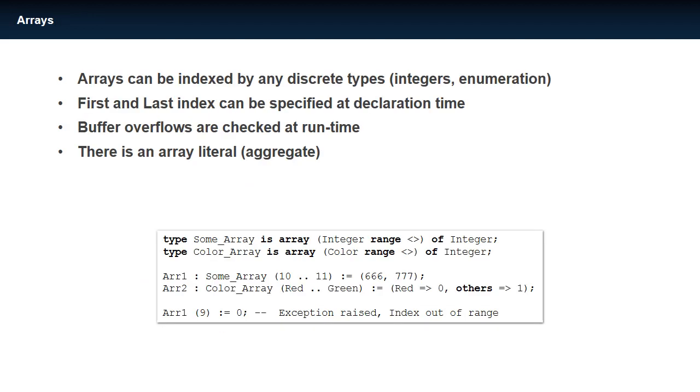Array declarations are similar to the type declarations we saw in the last slide. When we specify a new type that is an array, we have to specify the indexing type, which can be any discrete type like an integer or enumeration, and the type that will be stored inside the array. Let's look at the first line of code here for an example. Type SumArray is an array that will contain integers and will be indexed by integers. Type ColorArray will also be an array and will contain integers but will be indexed by type color.